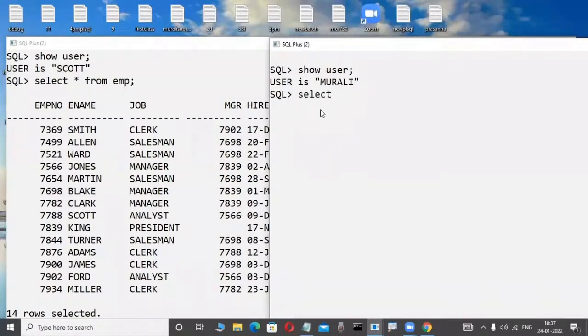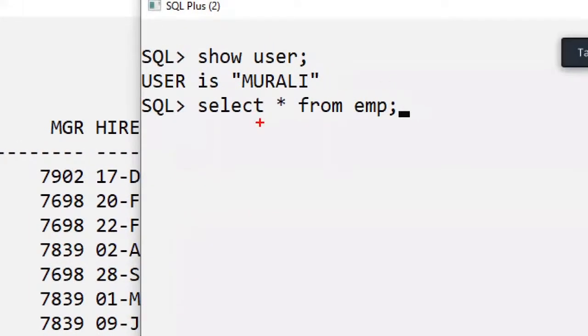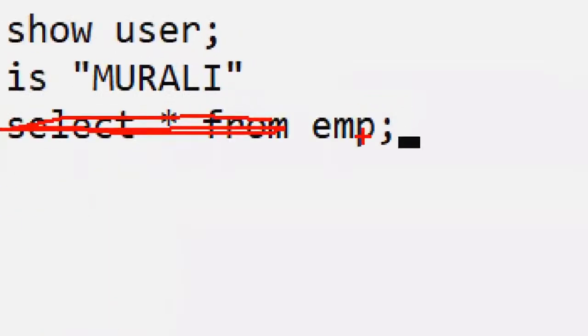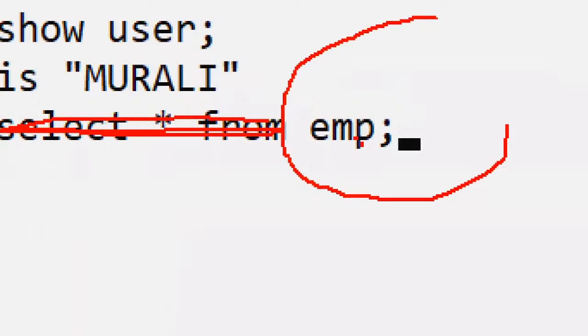For example, select star from EMP. Murali user, this table is not there, but he is typing some command. Don't worry, this SQL command in future: select star from EMP, table name EMP. Murali user is typing it. Possible or not possible? Is Scott user's table visible to Murali user? Is Murali user allowed to access Scott user's table? Possible, or maybe not possible?